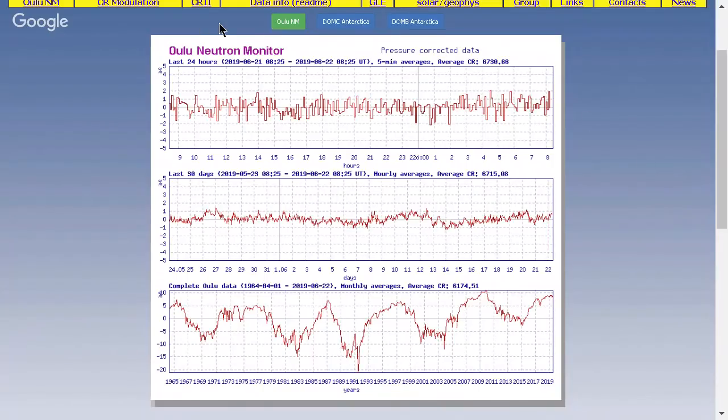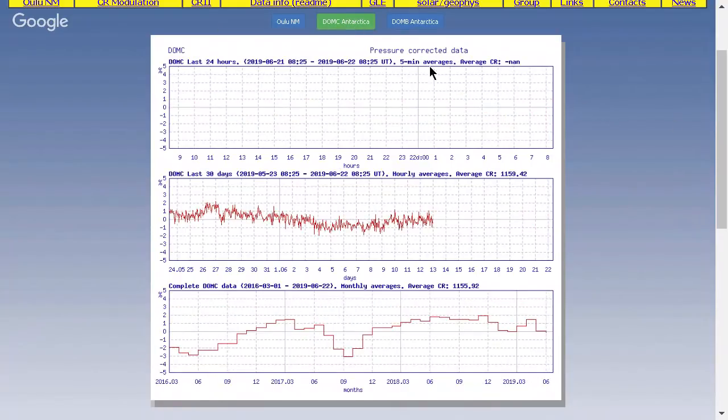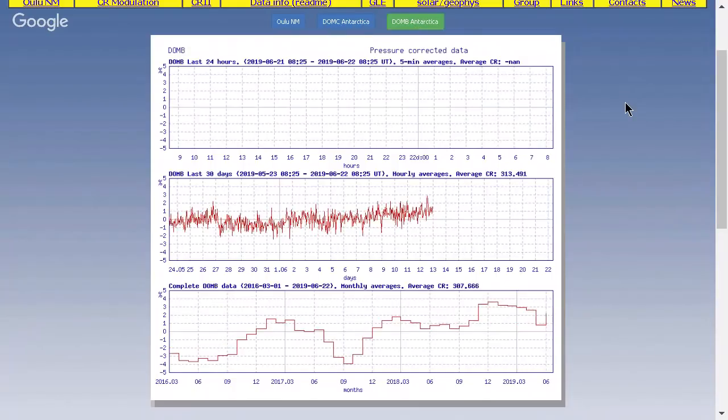We're not going to get into the phasing of the solar polar fields right now, but we will cover that at a later time. Here's DOMC Antarctica, and here's DOMB Antarctica's neutron monitors. Nothing too exciting happening in those places.